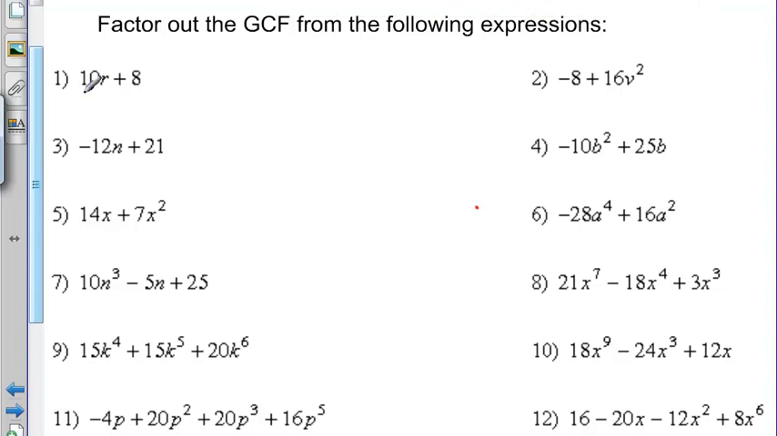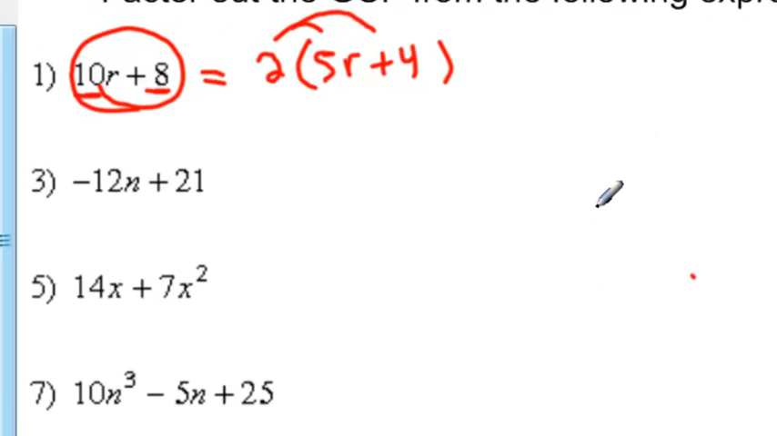So what goes into this and into this? I'm going to say 2. 2 will go into 10, and 2 will go into 8. So this is equal to 2 times 5 is 10. 2 times 4 is 8. This should distribute to this. Hopefully you are understanding. I'm going to go fast through the first couple.